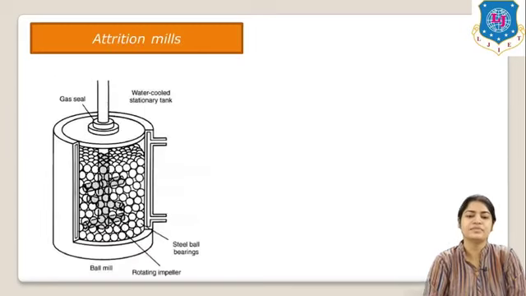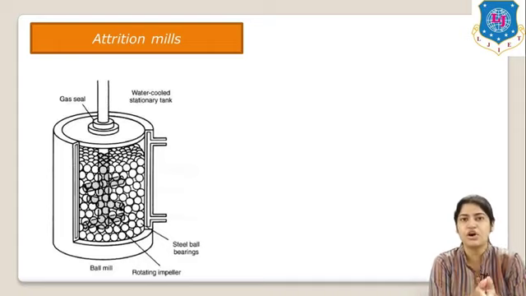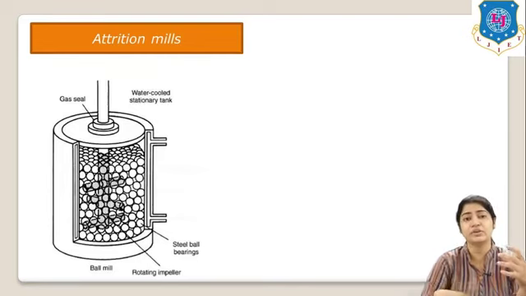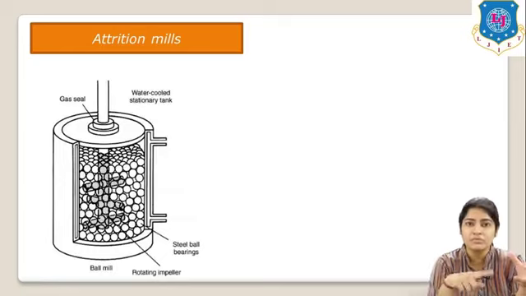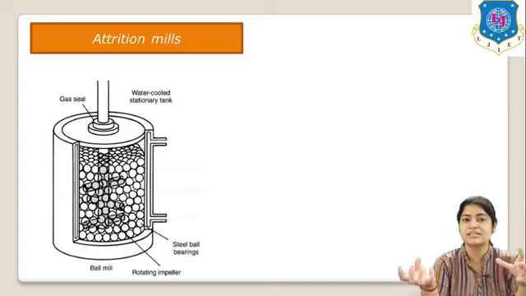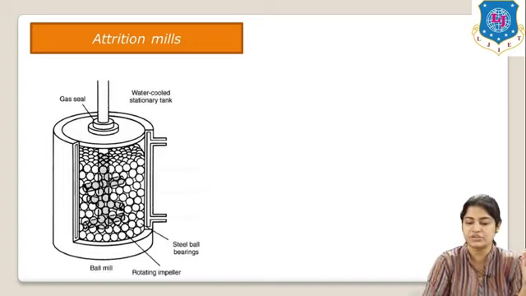First here you can see the attrition mills. This is the schematic figure of your attrition mill. Here you can see that inside the vessel, balls are filled and there is a rotating impeller. The rotating impeller moves, and because of that, balls are also able to move along the cylinder. And the material is hence reduced in size because of the attrition.